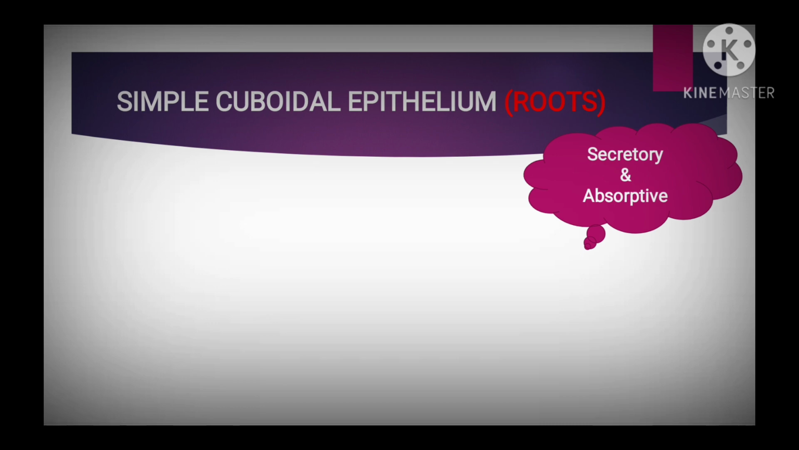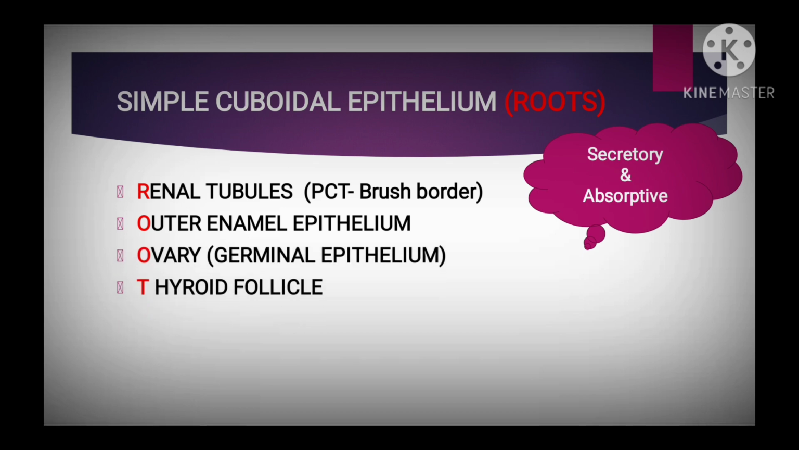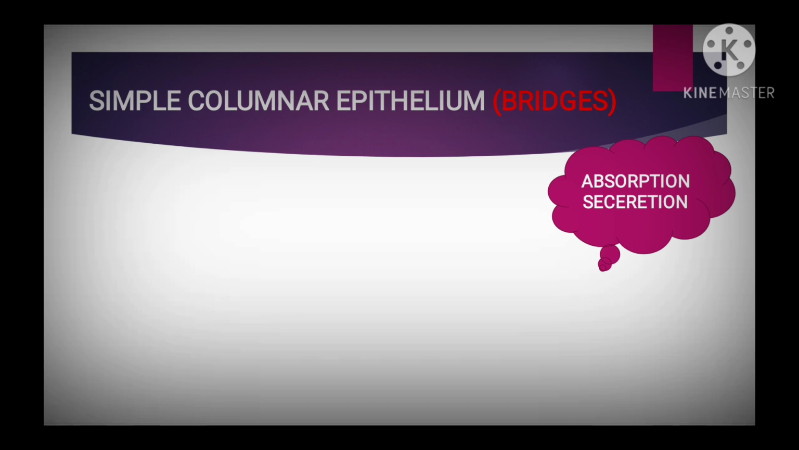The mnemonic for simple cuboidal epithelium is ROOTS, where R stands for renal tubules, O stands for the outer enamel epithelium, another O stands for ovary, T stands for thyroid follicle, and S stands for small ducts of exocrine glands.